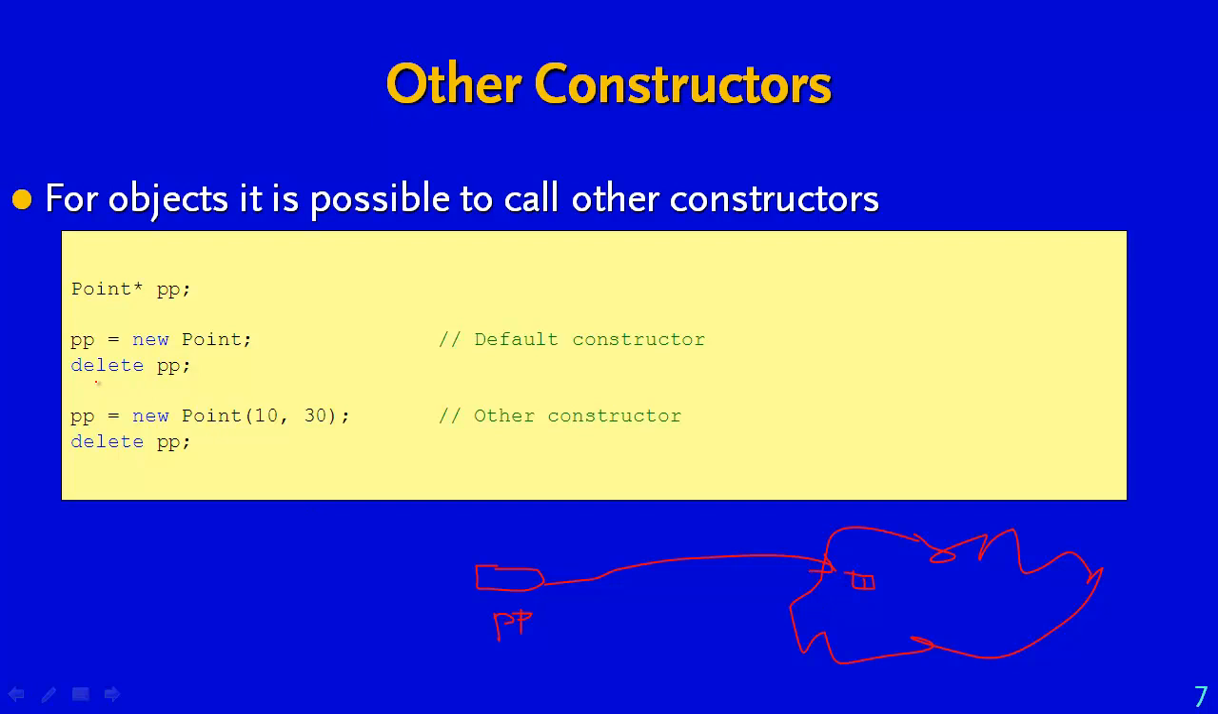So I delete it. You see here, delete. It actually breaks off the link and it cleans up the memory. Now we go to the new pp, new memory. So 10, 30. So the x coordinate will be 10, the y coordinate will be 30. So I just delete it. Everything's okay. But this was the first delete.